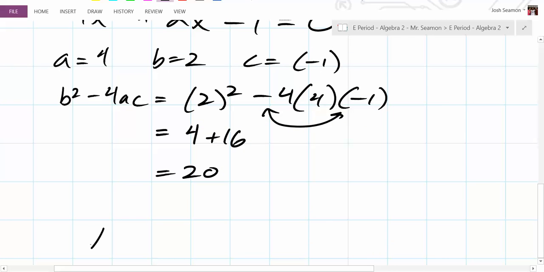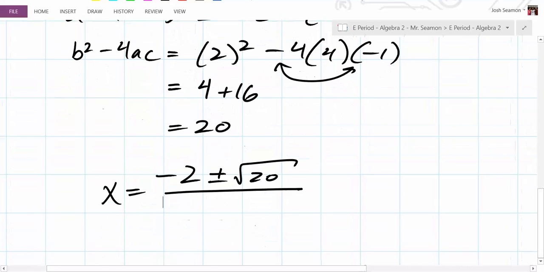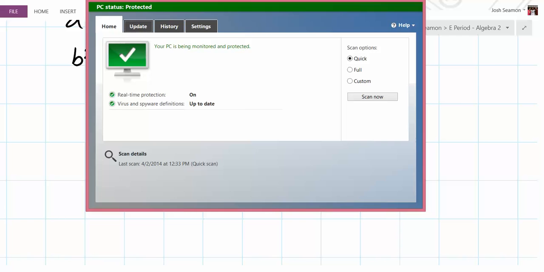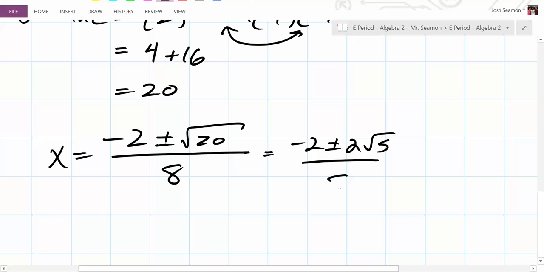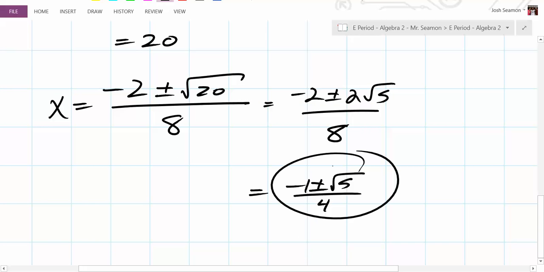Nice. So therefore the answer is going to be x equals negative b, so negative 2, plus or minus the square root of 20 all over what? 2 times a. So 8. Yeah, so that right there is negative 2 plus or minus 2 root 5 all over 8. Negative 1 plus or minus. Yeah, and when you get an answer like that, what does that mean about the factored form? It wasn't nicely factorable. We ended up with something with a radical in it, and that definitively means not nicely factorable.